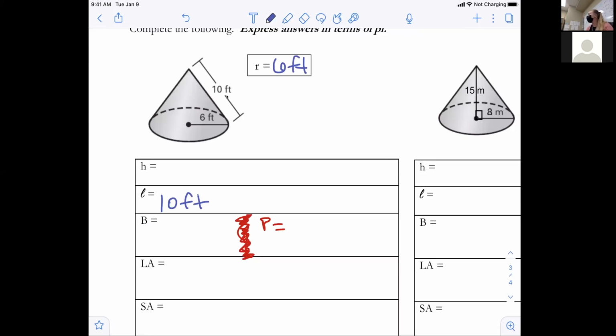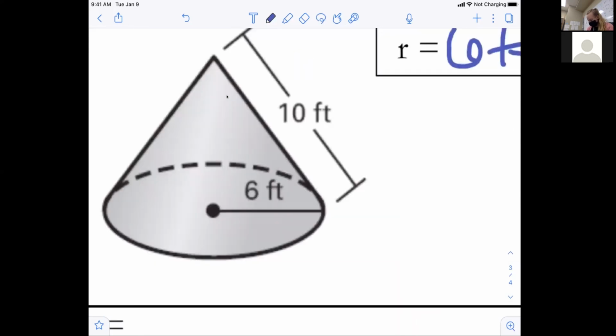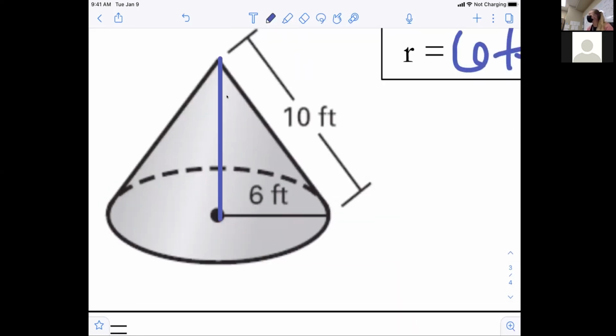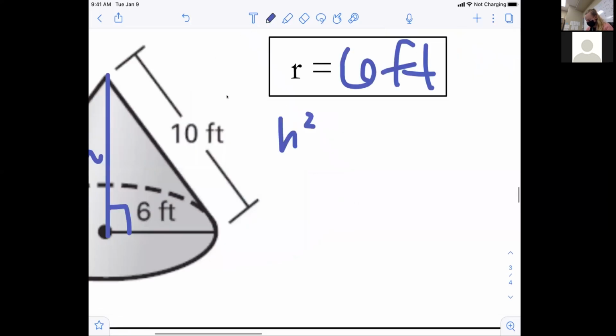Let's actually team time out and do my height first. I'm going to zoom in on the picture. I'm going from the vertex down to the center. Do you see I've got a little right triangle right here? Can you find h? How would I do that? Pythagorean theorem, very good. What's my c in this one? 10, very good. So I'm going to do h squared plus 6 squared equals 10 squared.